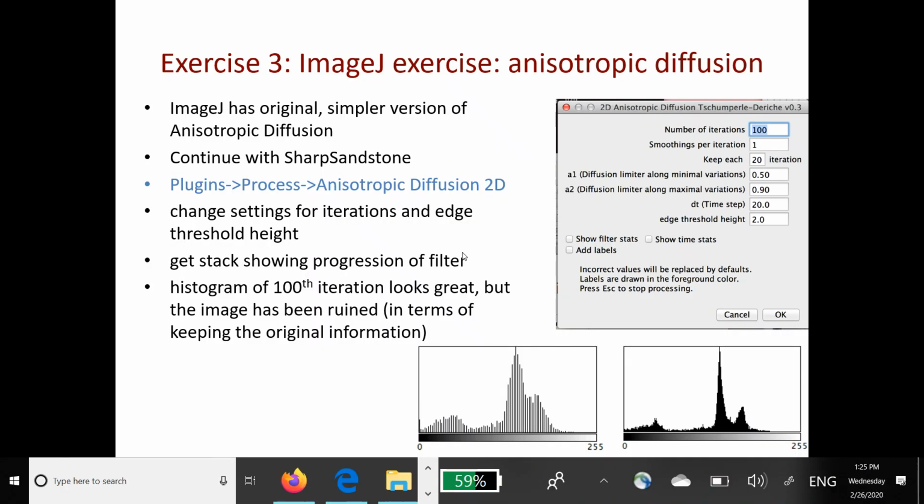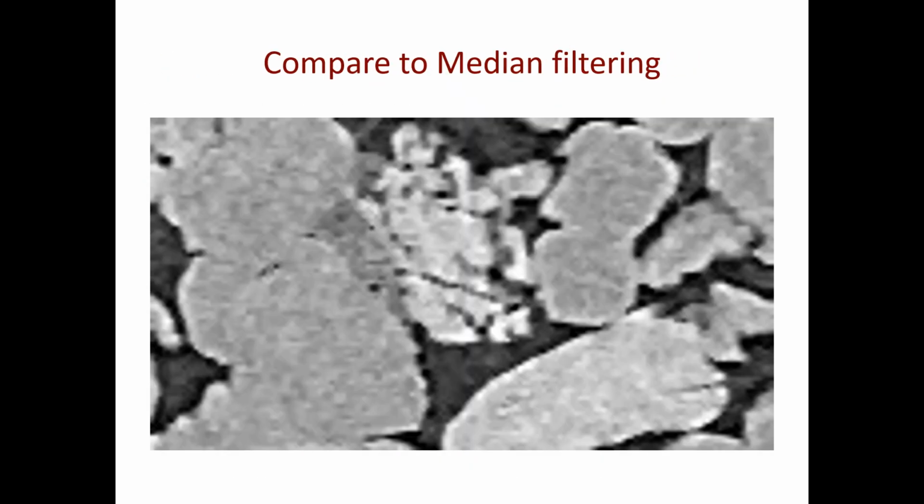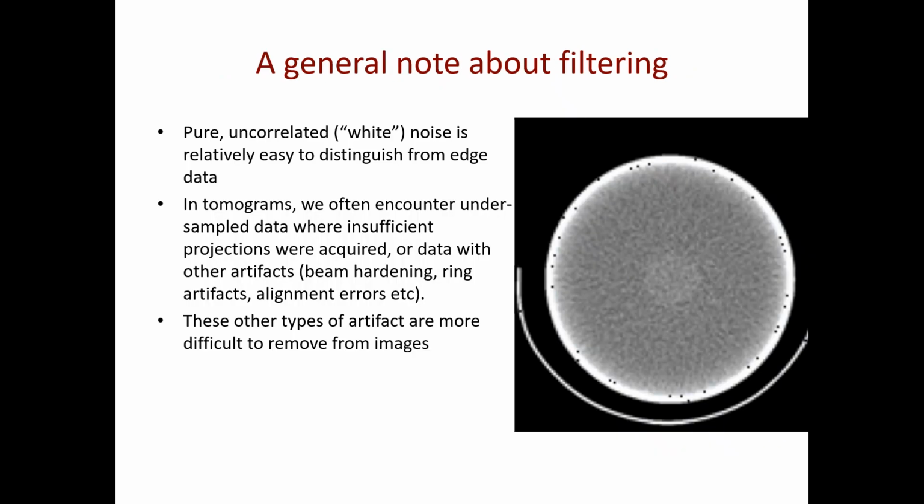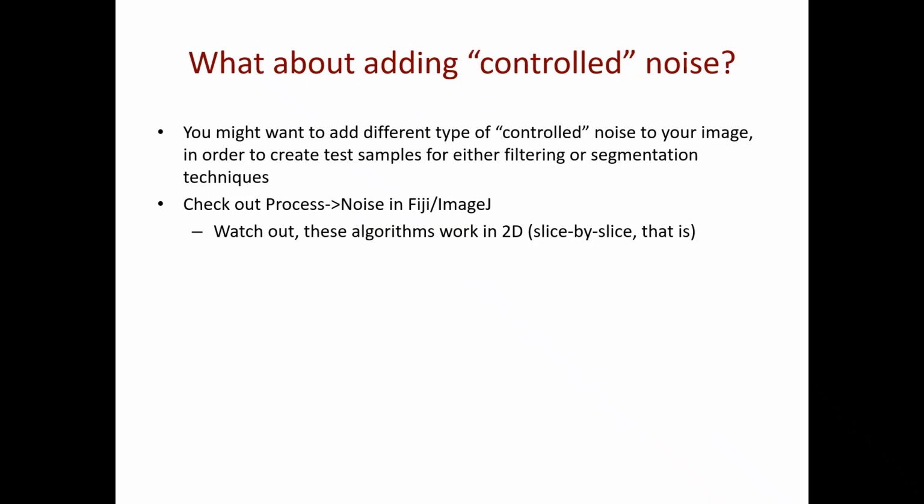Right. So let's introduce. So this is filtering. Again, a general note is that pure uncorrelated noise is easy to remove, but that's not what typically travels with X-ray images or any kind of other imaging. Okay. So when you have beam hardening ring artifacts, they're heavily correlated, and the despeckling is not going to remove them. You can also add controlled noise, but that noise is sort of artificial and it's not realistic.